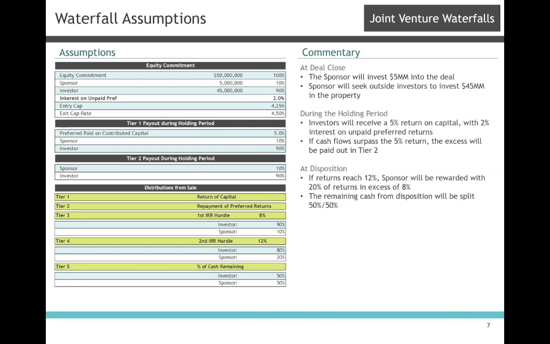In tier three, there will be a hurdle rate at 8%, in which the investor is paid 90% of that and the sponsor is paid 10% of that. And then in tier four is where the sponsor is rewarded disproportionately by getting 20% of any returns in excess of 8%, and the investor gets 80%. And then in tier five, to further reward the sponsor, the remaining cash is split 50-50.